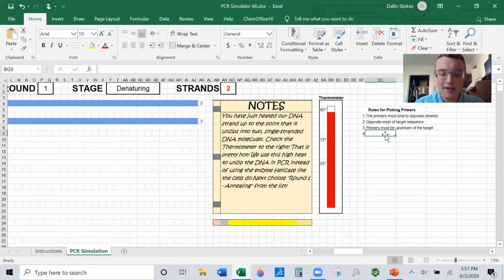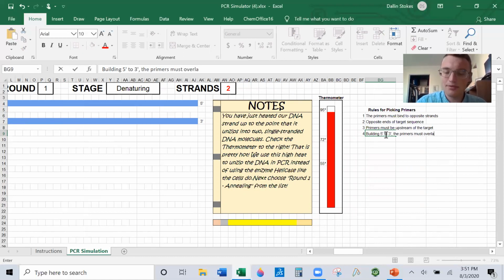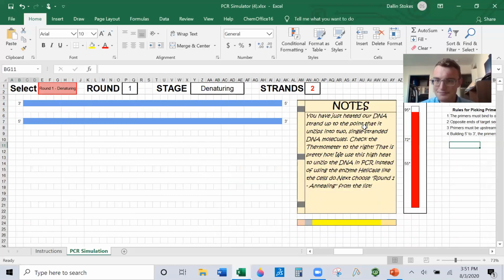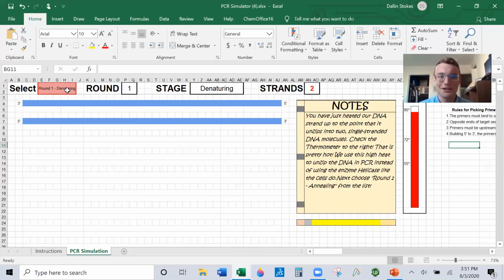So building 5' to 3', the primers must overlap. Otherwise it won't work. That's basically the same thing as rule 3, just phrased in a different way. So those are your rules for picking primers. And you can use those on your homework. Now, sorry, back to the process here.